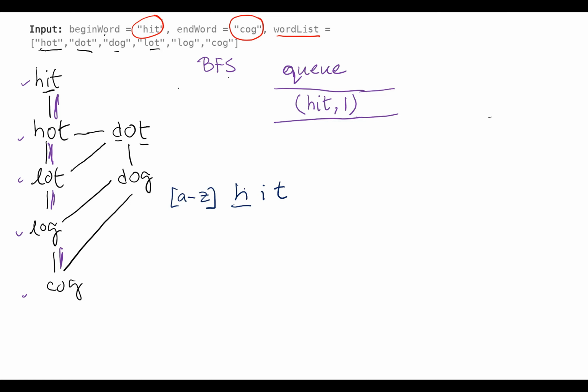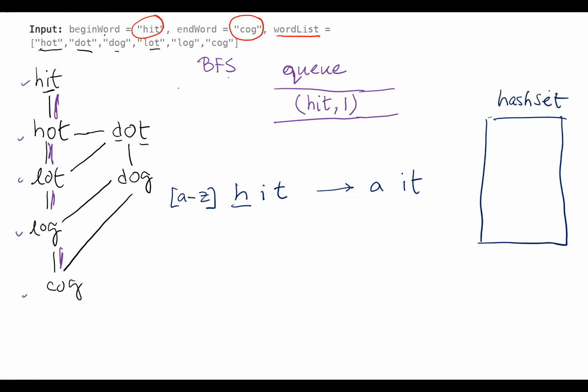So if I replace H with A, it becomes something like AIT, right? But this word, we cannot just jump to AIT. We have to find out if this is a valid word, right? Okay, so for that, let's keep a dictionary. Let's keep a hash set. That's the easiest way to check quickly whether this AIT is a valid word or not.